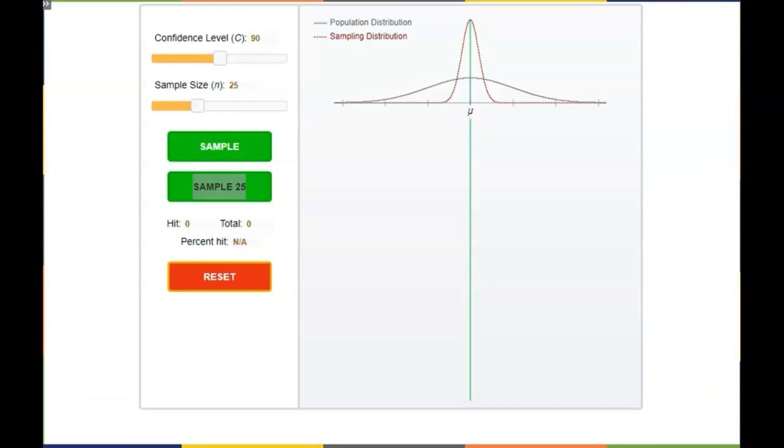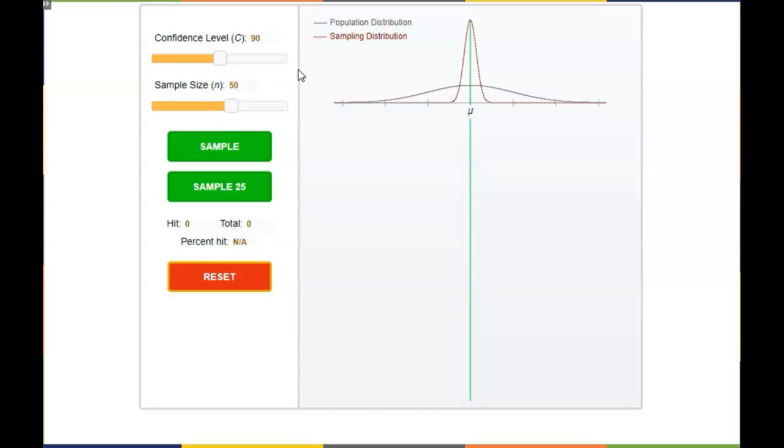I want to show you in action what confidence intervals really are. We have a normal population distribution. That's this grayish line. We have a sample distribution, which is also normal. It's this red line. And our mean is right here at this green line. I'm going to just start off with a confidence level of 90 and our sample size, let's say our sample size is 50. That's kind of a nice sample size, 50.